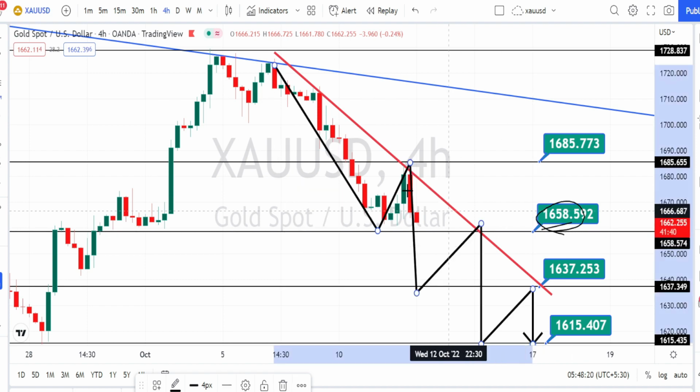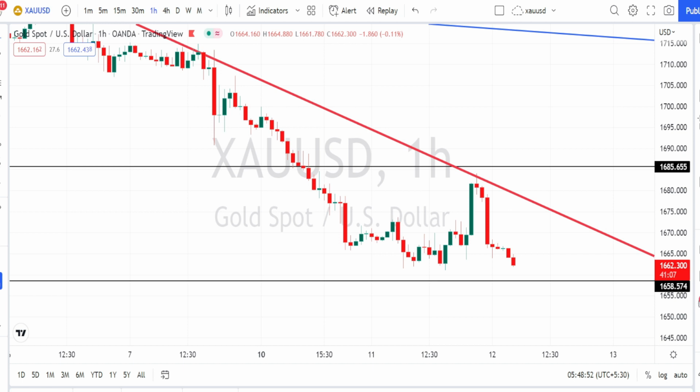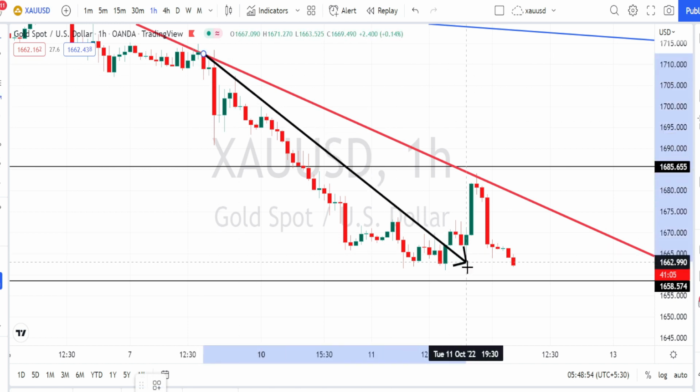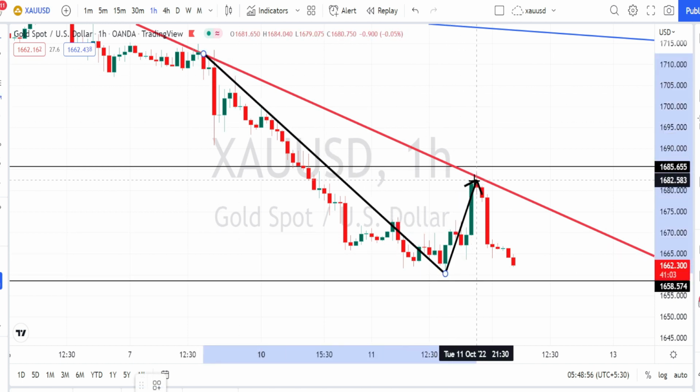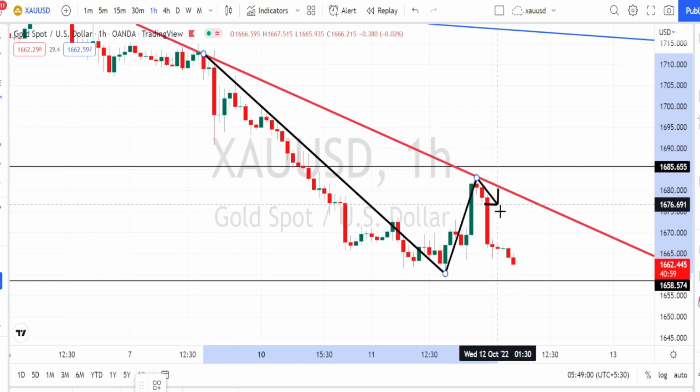Let us do the analysis in hourly time frame. I am in hourly time frame, and the price action in hourly time frame is also in a bearish trend. It has tested the resistance line from the 4 hours time frame, and we are noticing the price action to bounce back on the bearish side retracement.